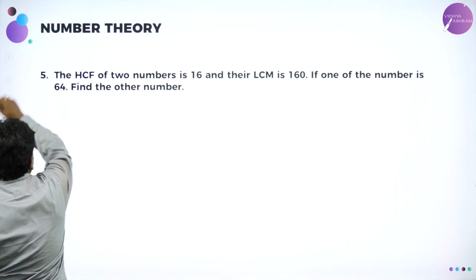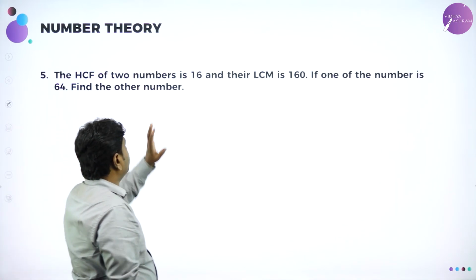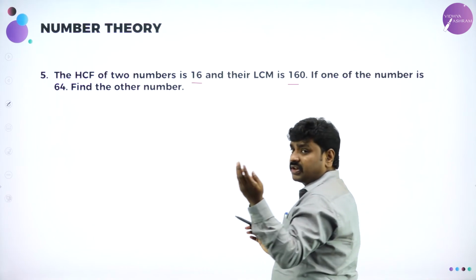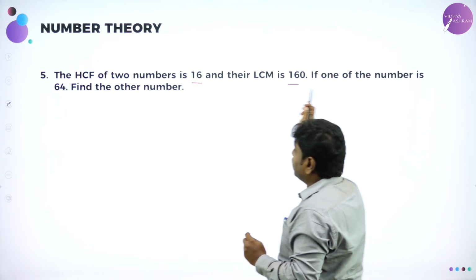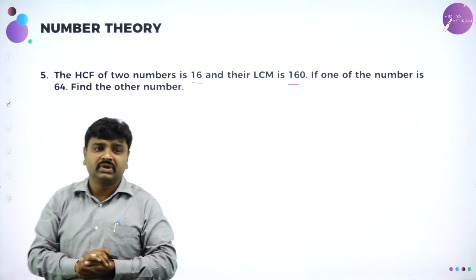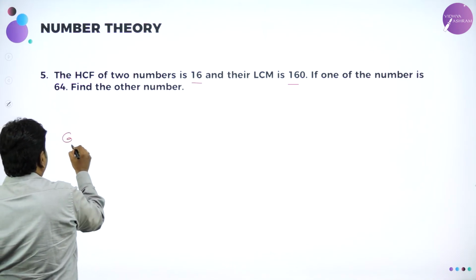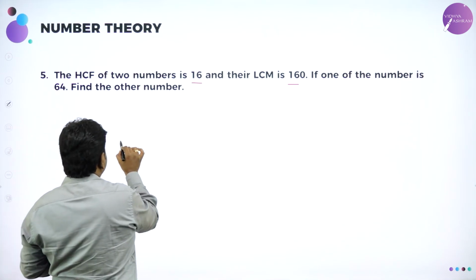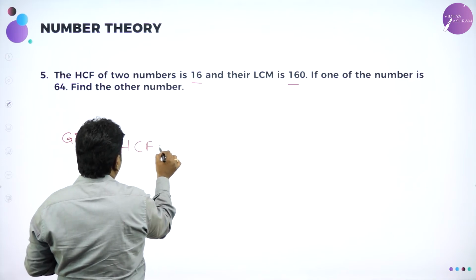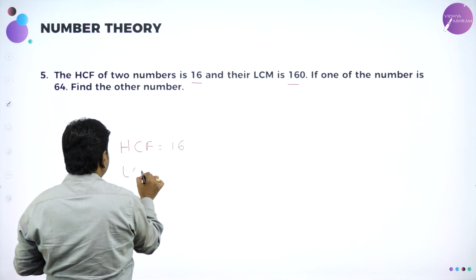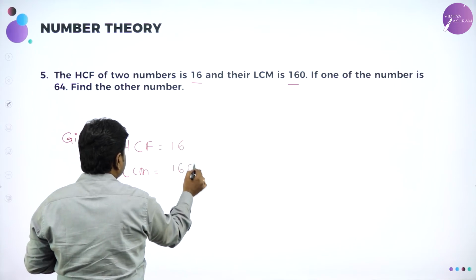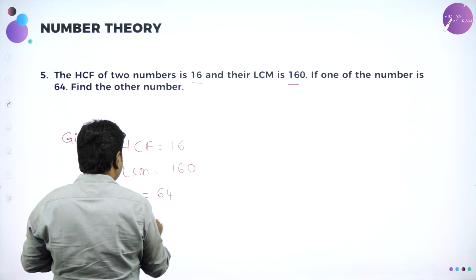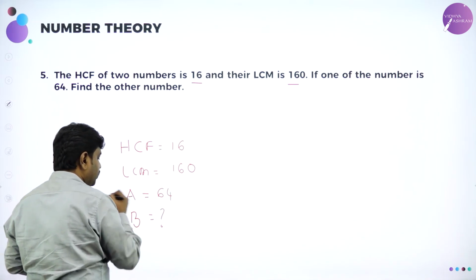Then, the HCF of two numbers is 16. Another, LCM is 160. They gave HCF as well as LCM. If one of the numbers is 64, find the other number. So first I will write what is given. They gave the HCF of two numbers as 16. The LCM of two numbers is also given, 160. One of the numbers I will take as A. A is 64, and they want you to find the other number B, question mark.